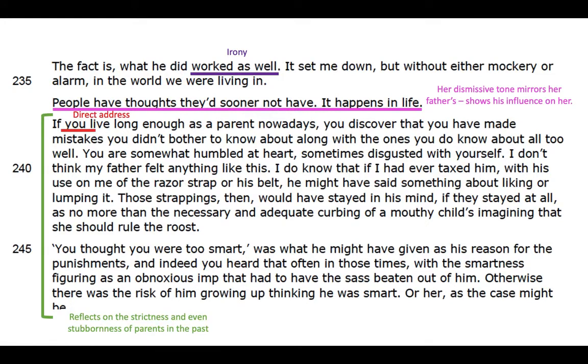"It set me down, but without either mockery or alarm, in the world we were living in." And I think I should have underlined this, in the world we were living in. I think that's so important, because I think what she's trying to say here is we handle situations depending on the context we're in. She's living in a very different world to the one that we live in now. She's living in a world that's filled with physical hardships, or tangible hardships that you can see.